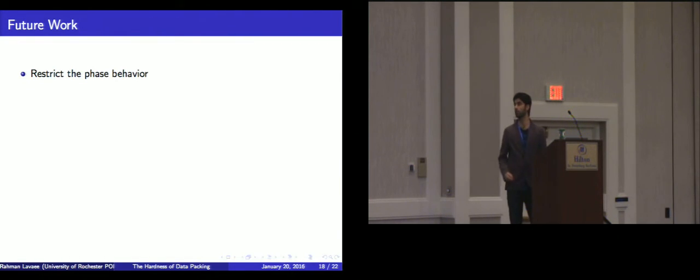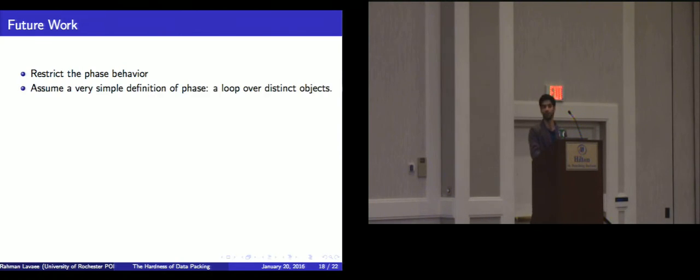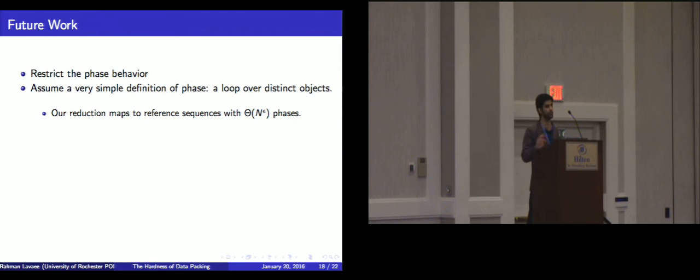As future work, we are going to pursue several interesting directions. So first, we are going to see what happens when we restrict the phase behavior. Let us for now assume a very simple definition of phase, which is a loop over distinct objects. Now, if you look at our reduction, it maps to reference sequences with n to the power of epsilon phases for every epsilon. And this means that the hardness will hold even when we are restricted to those instances.